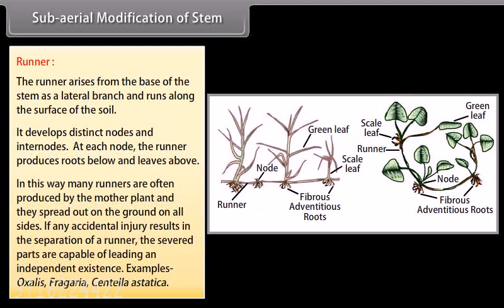If any accidental injury results in the separation of a runner, the severed parts are capable of leading an independent existence. Examples: oxalis, fragaria, centella asiatica.